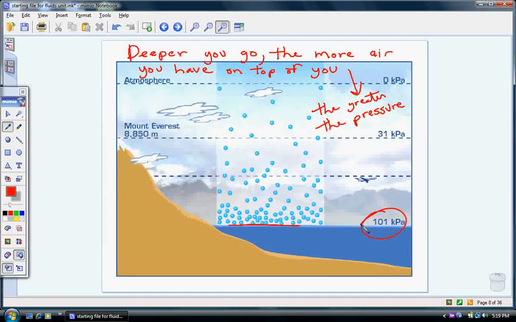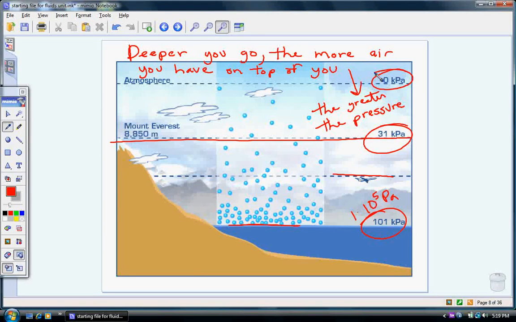101 kilopascals. Remember we were just talking about the 1 times 10 to the 5th pascals? Well, it's actually 1.01 times 10 to the 5th pascals. And notice if you went a little bit higher, like where this plane is flying, not as quite as much pressure. And if you went to the top of Mount Everest, the pressure drops down to 31 kilopascals. And if you went to the top of the atmosphere, the pressure would be 0 kilopascals.